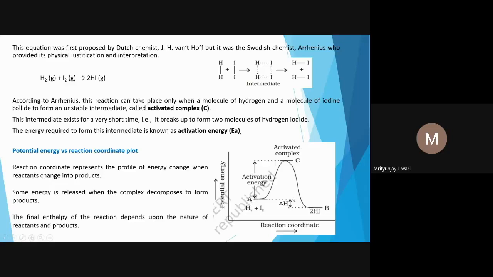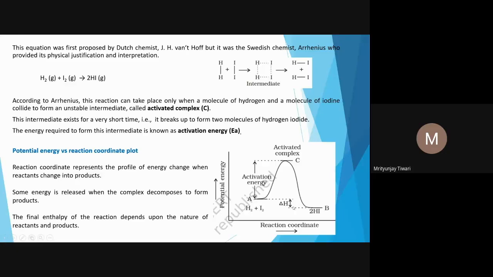This kind of profile one can actually generate for any kind of reaction. Only the values of activation energy and this relative value, delta H, may change according to the reaction. But in general, the nature of the profile will be the same. And the final enthalpy of the reaction depends upon the nature of reactants and products. We have seen a similar energy profile in thermodynamics as well.